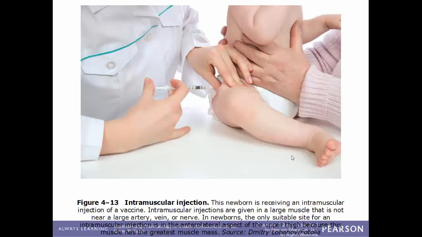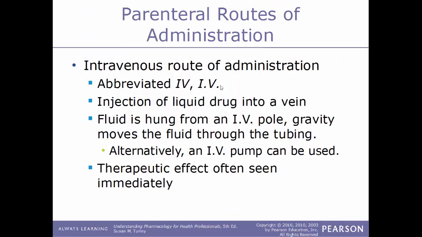On this image, we have an example of a newborn receiving a vaccine. This would be an intramuscular injection. And for newborns, the only suitable site for an injection like this would be right here, the fleshy part of the upper leg. Another example of a parenteral route would be an intravenous route of administration, often abbreviated with the letters IV. It's where you have an injection of a liquid drug directly into a vein.